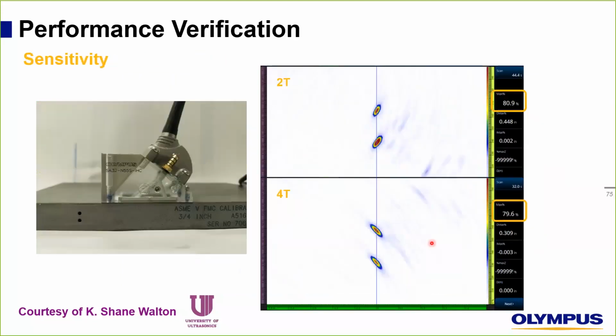Last thing to do is the sensitivity. Here again, we are using only 2T and 4T. For 3T and 5T, I recommend, and this is my personal view as a former inspector, that I would use notches to set my sensitivity on them.